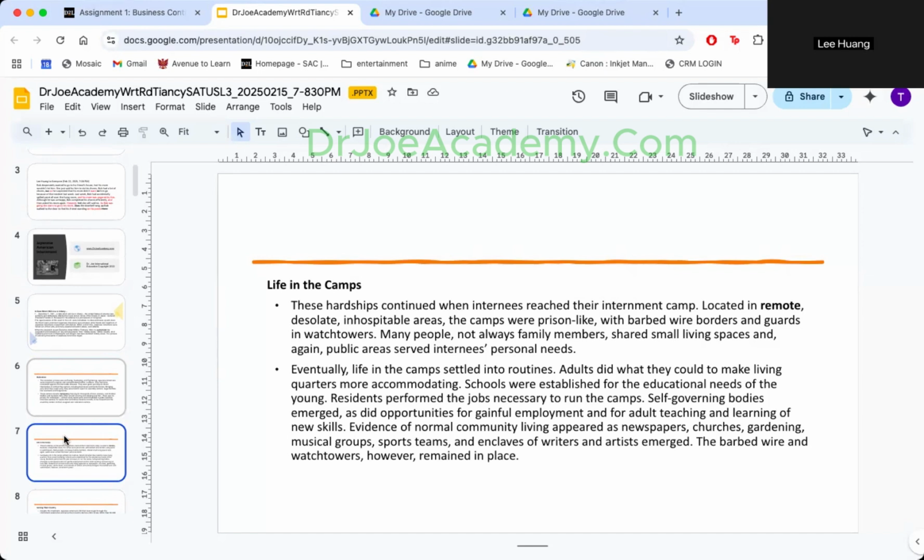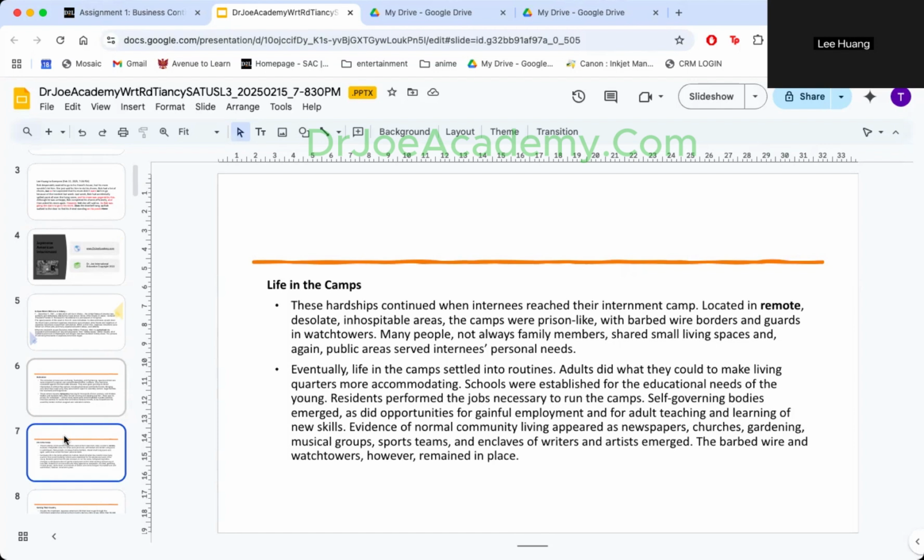Life in the camps. These hardships continued when the internees reached their internment camp, located in remote, desolate, and inhospitable areas. The camps were prison-like, with barbed wire borders, guards, and watchtowers. Many people, not always family members, shared small living spaces, and public areas served internees' personal needs. Eventually, life in the camp settled into routines.